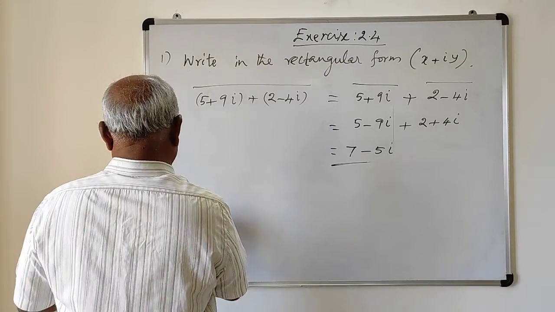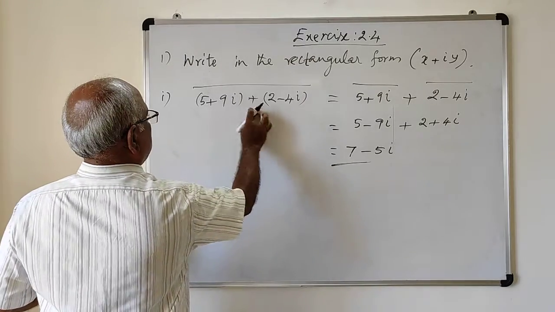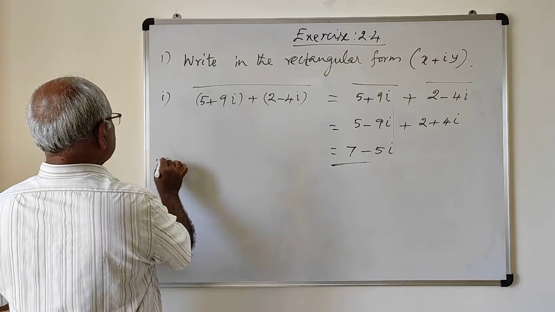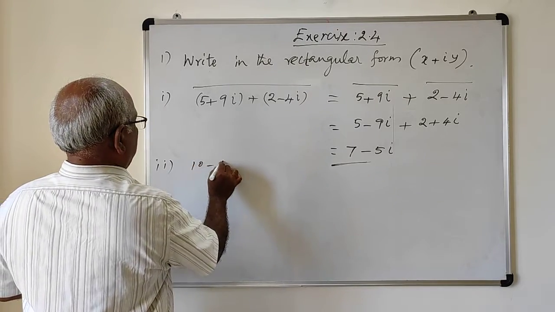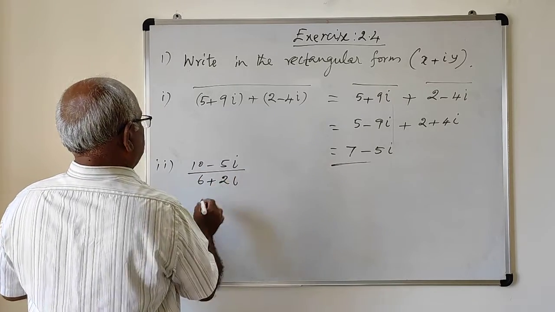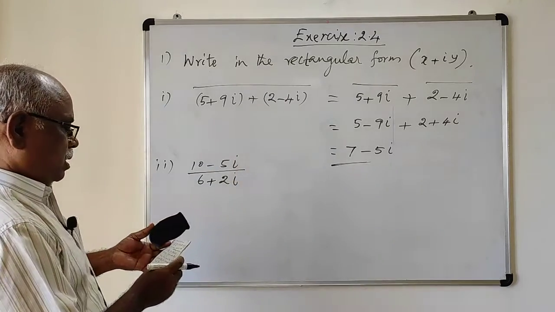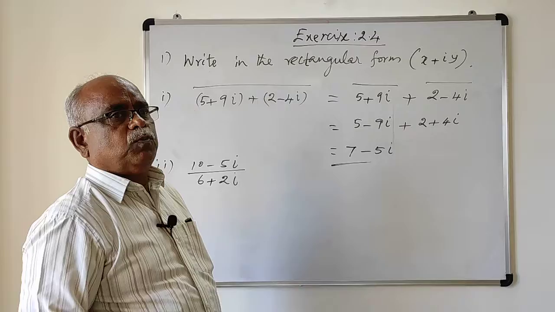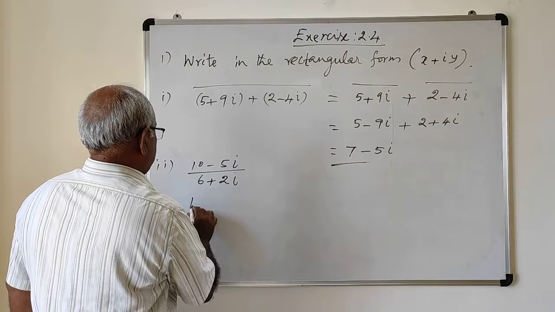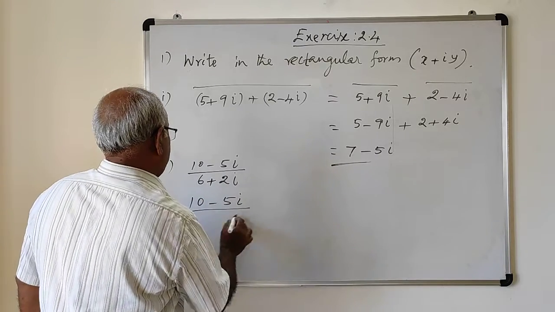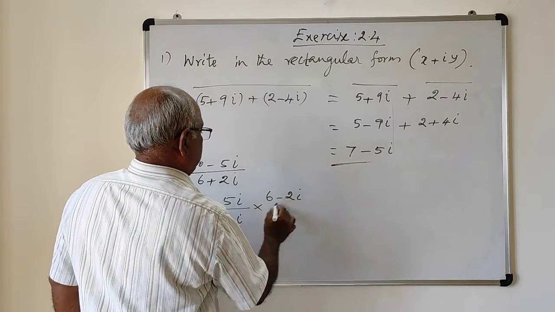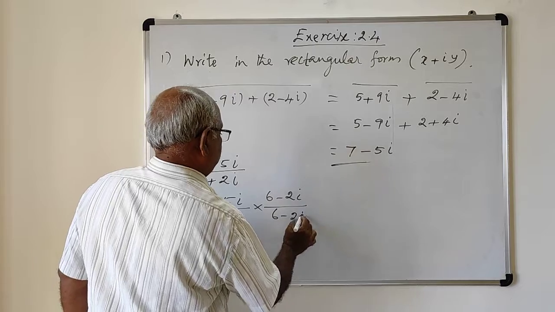The second one: 10 minus 5i by 6 plus 2i. You have to convert this problem into rectangular form. For that you have to multiply by the conjugate of the denominator. The conjugate of the denominator is 6 minus 2i, so multiply numerator and denominator by 6 minus 2i.